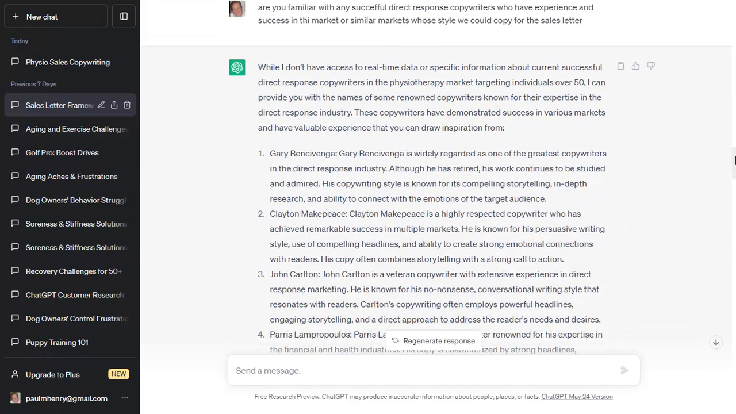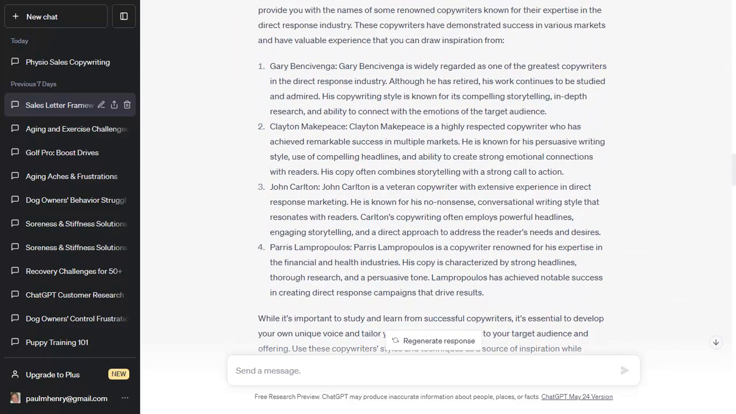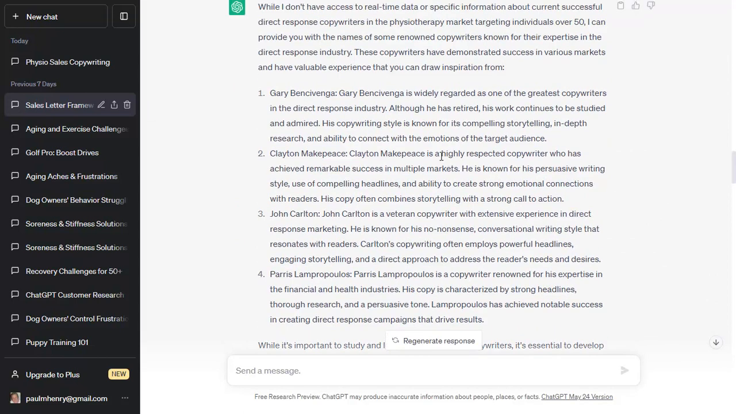So we've got 1, 2, 3, 4. It's unusual. It normally comes up with 5. Now, I'm familiar with all of these. Clayton Makepeace. Funny enough, I always remember him... He died recently, bless him. I always remember him as a guy who did an awful lot in the health or medical sphere, I seem to remember. Anyway, the most common one I think out of all of these is John Carlton. So I'm going to choose John Carlton.